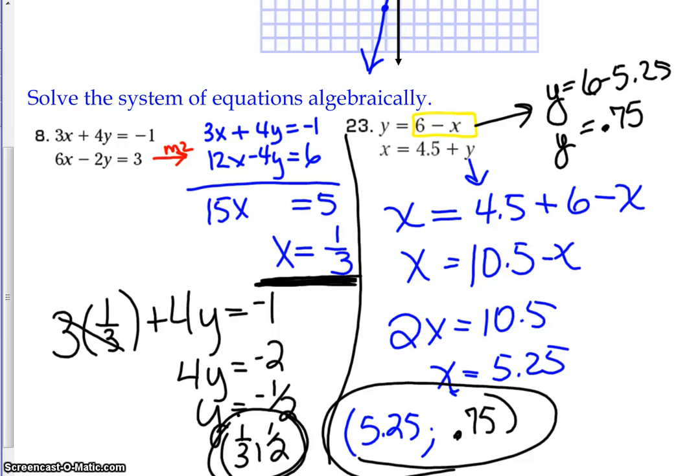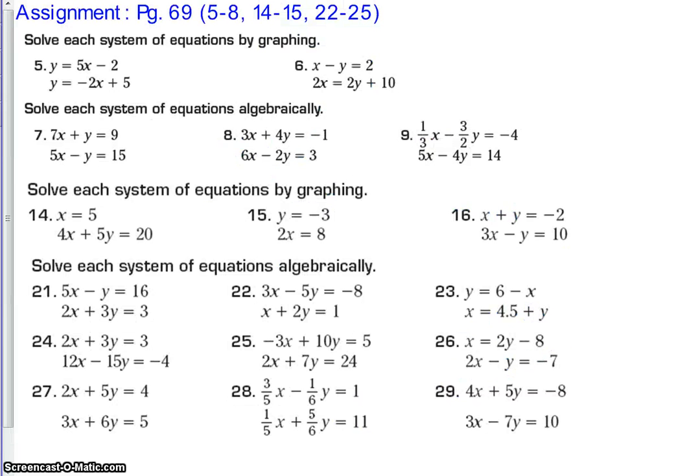So your assignment is right here. It's on page 69. These are great problems to go through. If you don't have your book with you, it's all right here. The problems I want you to do are 5, 6, 7, and 8, 14, 15, and then 22, 23, 24, and 25. Thank you.